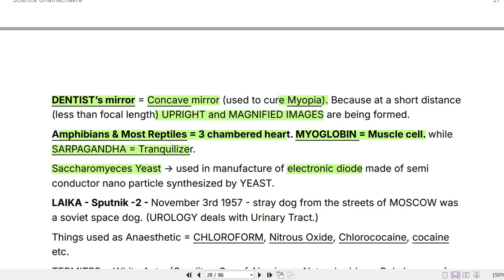So a diode which was made of semiconductor nanoparticles, so that was synthesized by yeast Saccharomyces. Okay, now remember this Laika.